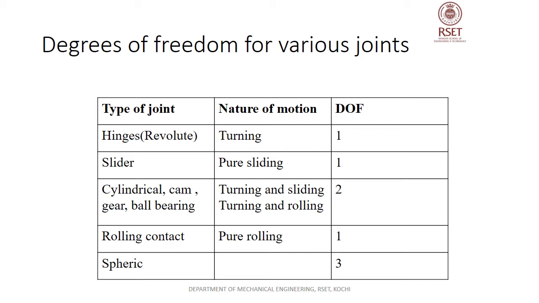Spheric we have discussed in the previous slide. If you consider spatial motion, then a spheric pair has 3 rotations about 3 mutually perpendicular axes, and translation about these axes is 0. So there is no translation about any of the 3 mutually perpendicular axes. So 3 rotations are possible for a spheric pair, and it is written here as 3 degrees of freedom. That is a spatial kinematic pair, not a planar kinematic pair.